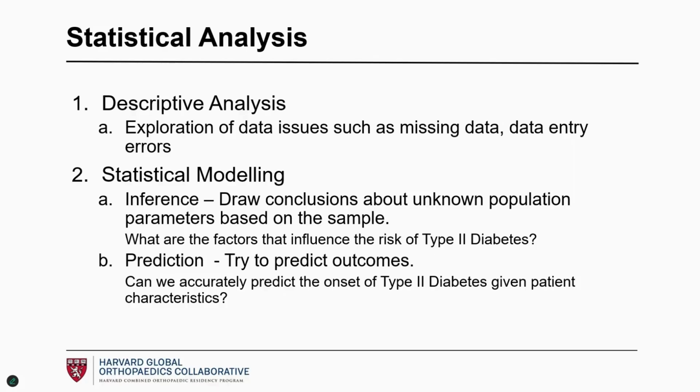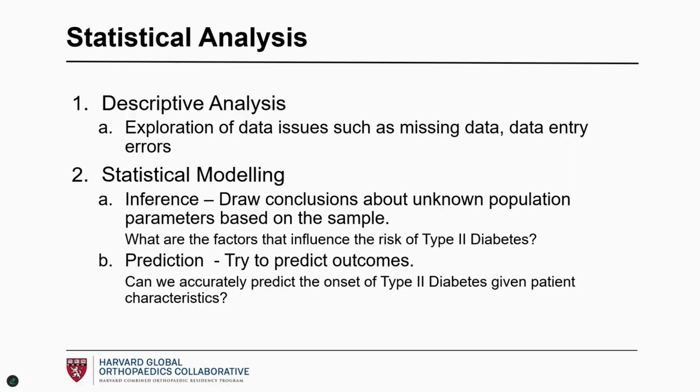And another important part of the statistical analysis is statistical modeling, which could have two different focuses. The first one is inference, where we try to draw conclusions about the unknown population parameters based on the sample that we have collected. For example, based on the sample that we have, what are the factors that are influencing the risk of type 2 diabetes? This is a question where we are trying to make inferences about the broader population where the data came from.